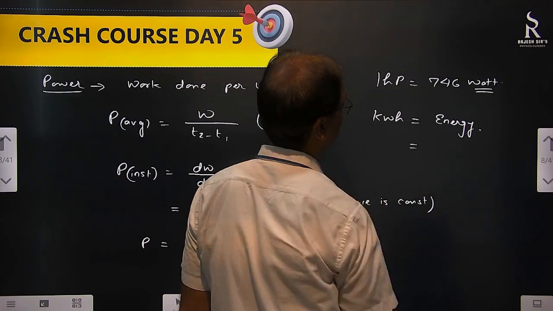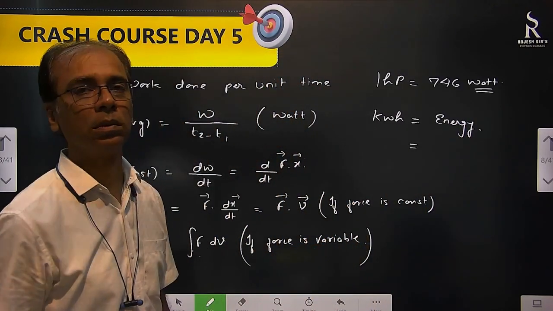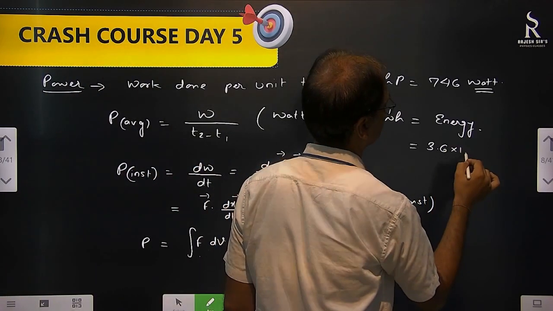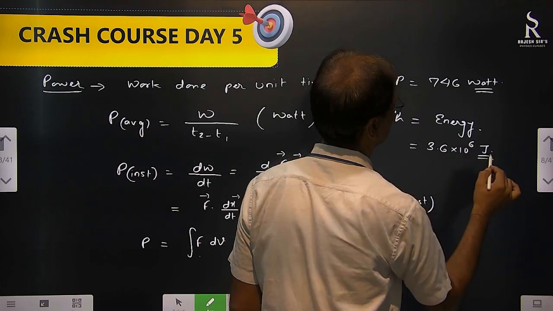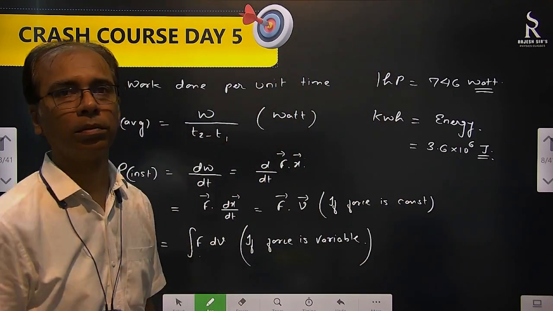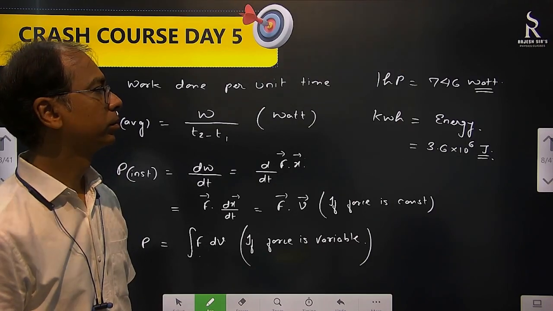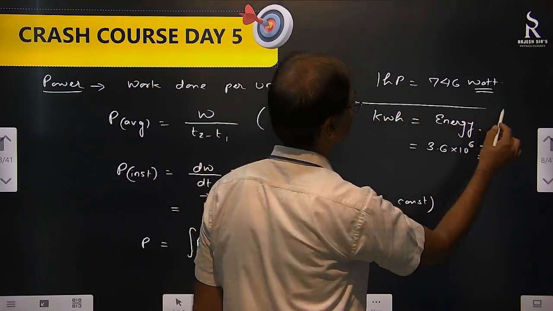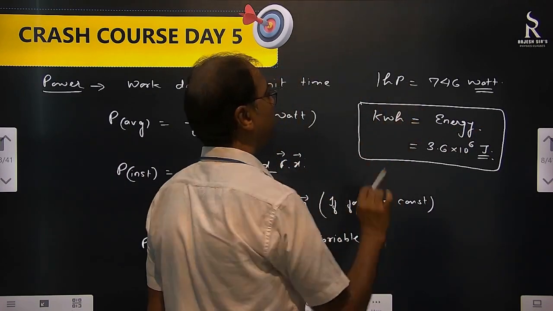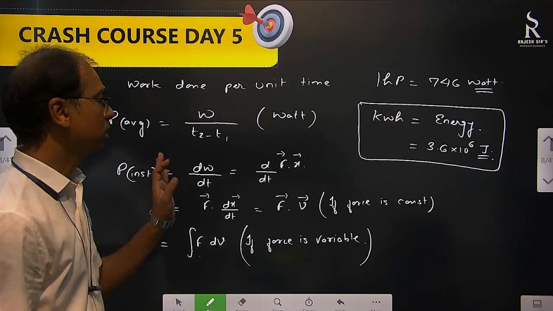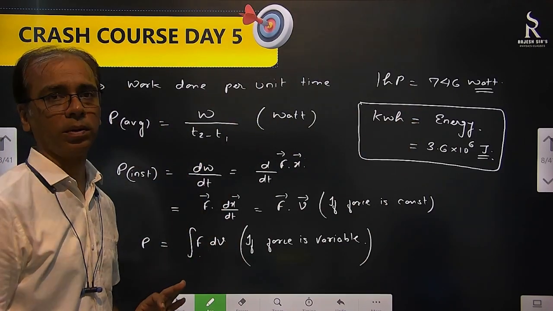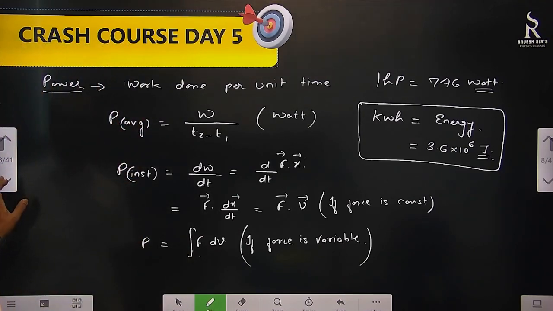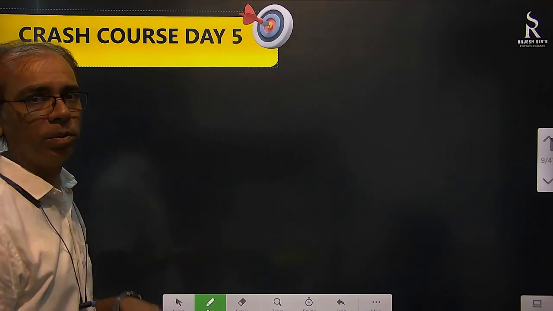1 kilowatt hour equals 3.6 into 10 to the power 6 joules. So remember that this is a unit of energy, not of power. Power unit is watt, kilowatt or horsepower. Those are all used for power. So simple questions will be there that we can find with the help of work done.